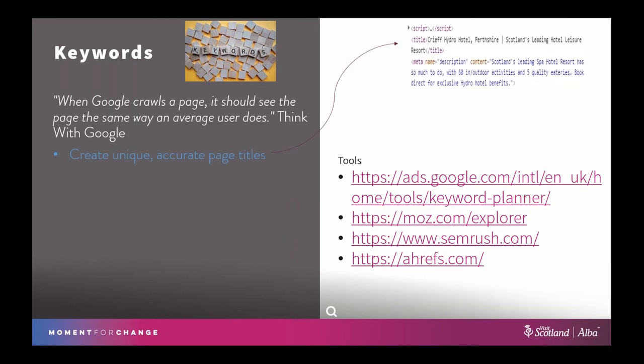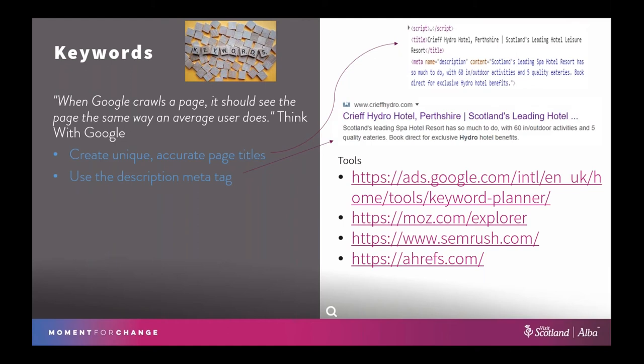The first thing is page titles, title tags. These appear to a user at the top of your browser when they're viewing the web page, and as a title in the search results page. They don't appear on the web page itself. So you can see there the title tag for Crieff Hydro Hotel is a nice and easy one: Crieff Hydro Perthshire, Scotland's leading hotel and leisure resort. A few tips about title tags: keep them accurate and concise. Include your primary or main keyword and make the title tag no longer than 70 characters, including spaces.